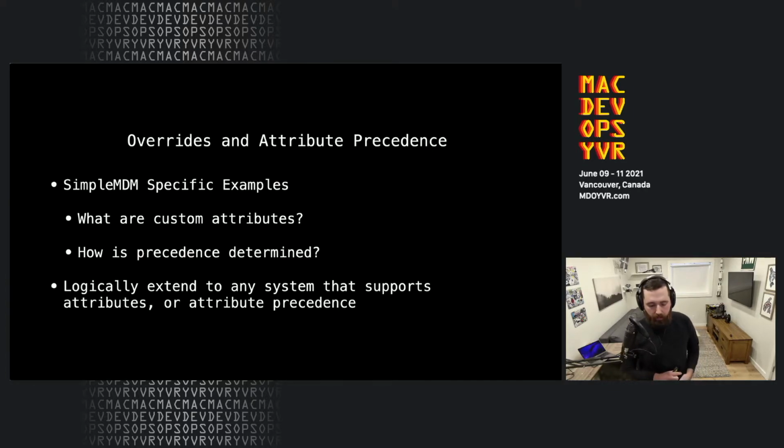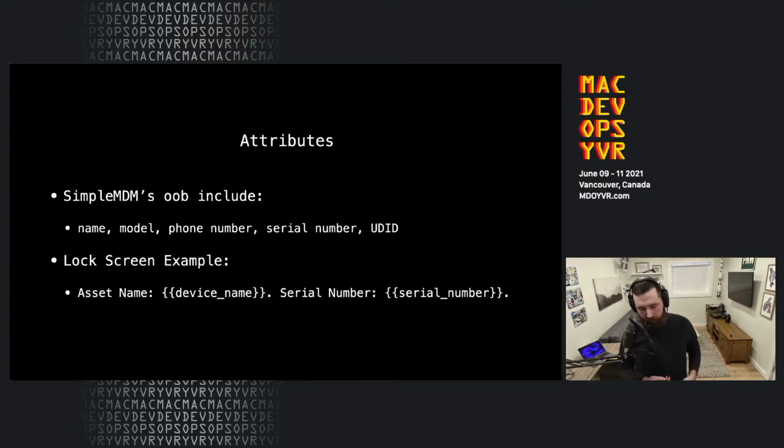Another really underutilized feature of SimpleMDM that I think a lot of people should take more advantage of, both systematically and manually, is the ability to have attribute overrides: define specific attributes and have them overridden at different levels. This is a SimpleMDM-specific example, but it could exist within another MDM, like the ability to have an attribute layer based off of a group assignment. I'll illustrate this a little further, so hopefully you can logically extend this illustration to your MDM.